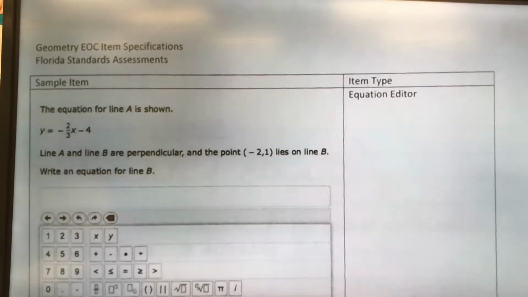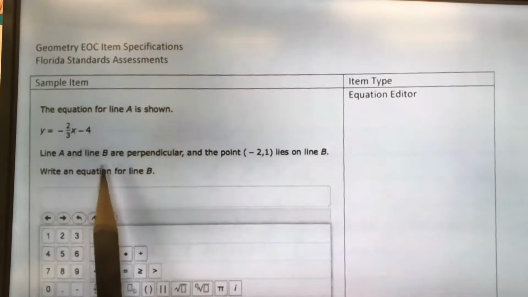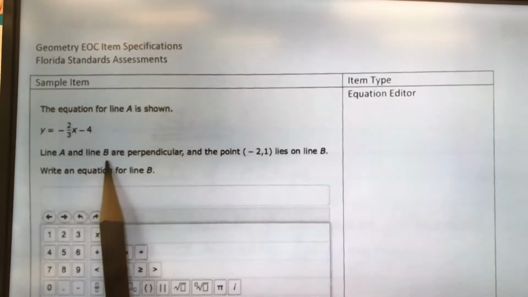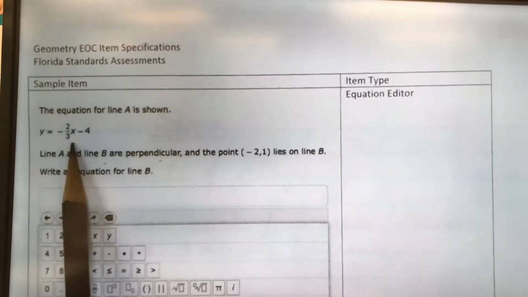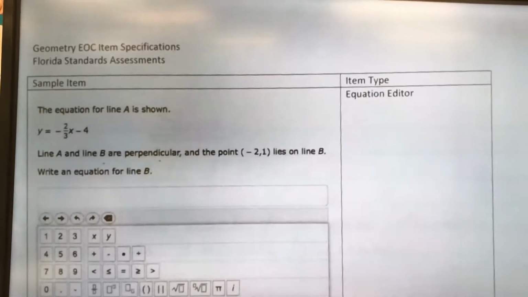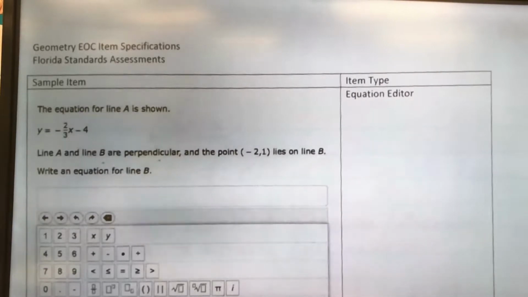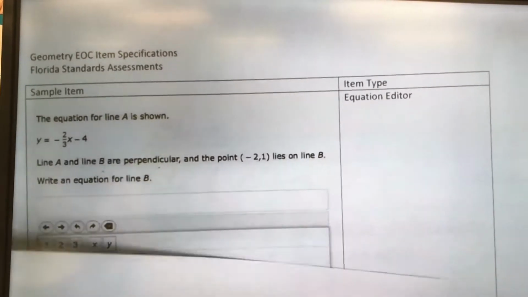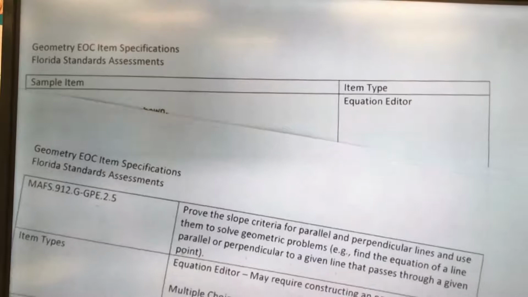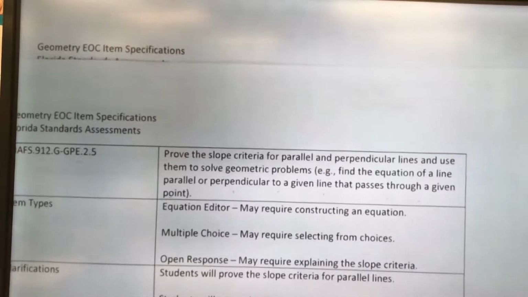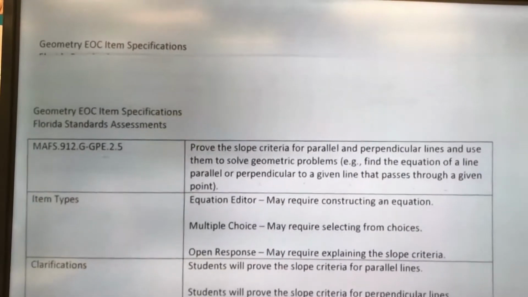And as one of the sample questions, the item specs give a question where the equation of a line A is given, and here's the equation, and we need to write the equation of line B that is perpendicular to the given line and passing through that point. So that is the lesson. But before going to that lesson, we are going to discuss some basic information about the slope and how to write an equation of a line.